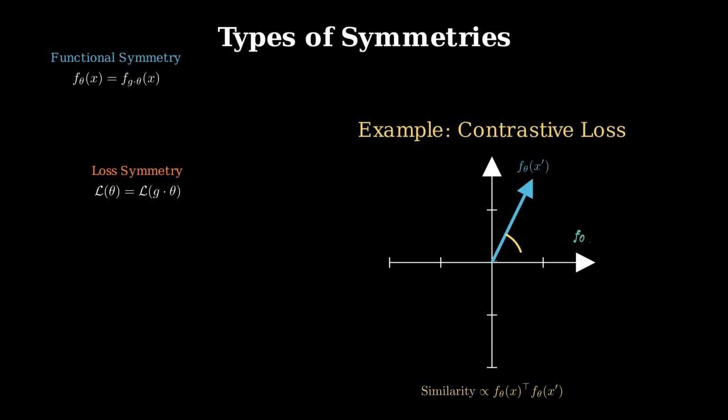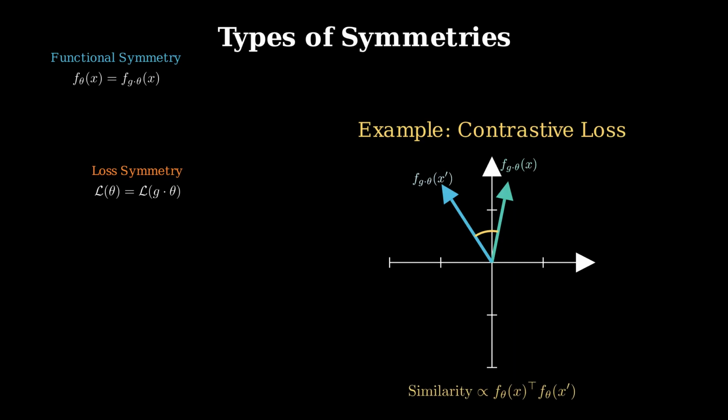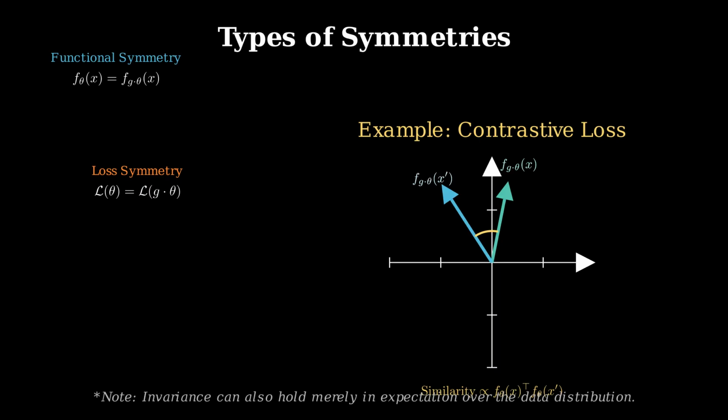A classic example of loss symmetry is contrastive learning. The network outputs embedding vectors for different inputs. If a symmetry operation, like a rotation, alters both output vectors simultaneously, the individual outputs change, breaking functional symmetry. But the angle and inner product between them remain exactly the same. Thus, the loss is perfectly symmetric. So, keep in mind that in complex real-world models, these symmetries might only hold over the entire data distribution, rather than for every single point.